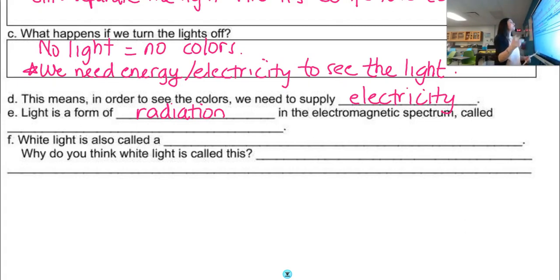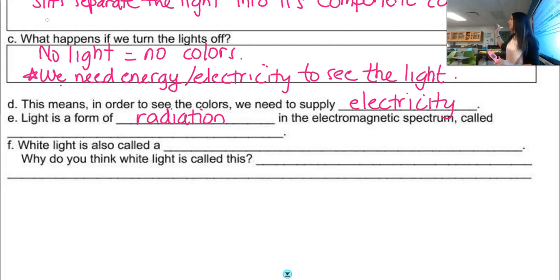In the electromagnetic spectrum, what do you think that V was for? So it went radio, microwaves, infrared, something where Roy G. Biv was, and then it continued with ultraviolet. What do you think the V was for, everybody? Visible. Perfect. That's going to be the visible light part of the spectrum. Very good. So that is called visible light.